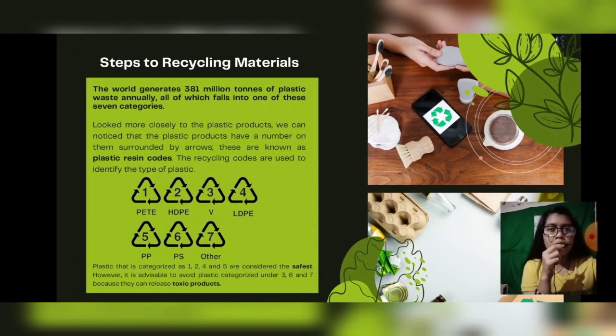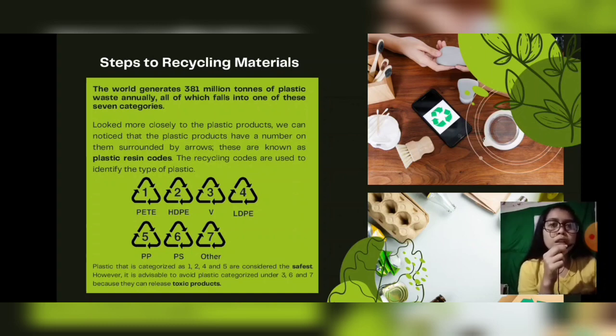Plastic that is categorized as 1, 2, 4 and 5 are considered the safest. However, it is advisable to avoid plastic categorized under 3, 6, and 7 because they can release toxic products. So as what I have said earlier, there are types of plastic na dili siya ma-recycle because naa siya mga toxic products or substances na present sa iyaha.